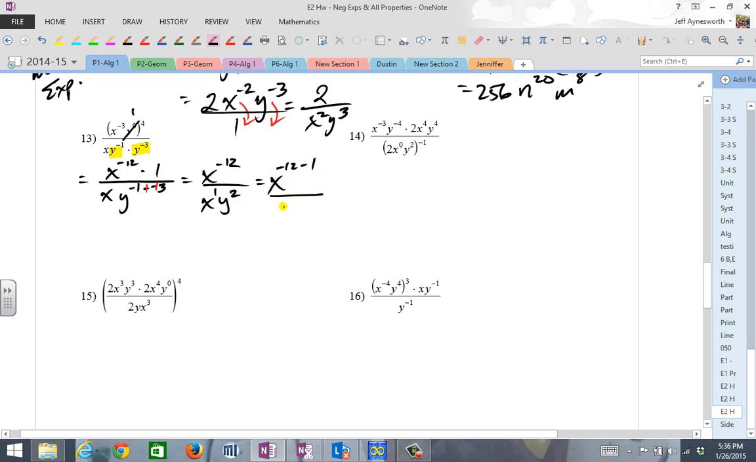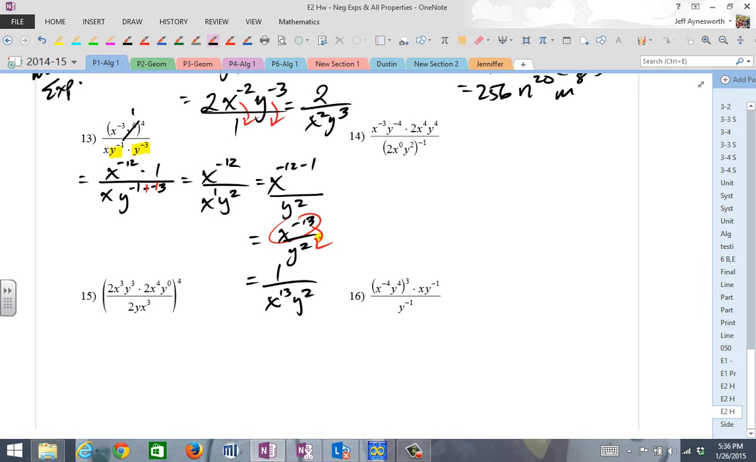Divided by y squared. Look at where it is. It's in the denominator. So what does that give me? X to the negative 13 divided by y squared. Okay, this has a negative exponent, so it wants to shift. You simply rewrite it as 1 divided by x to the 13th power times y squared, because y squared is already in the denominator. Okay? There we go. That's one way to do it.